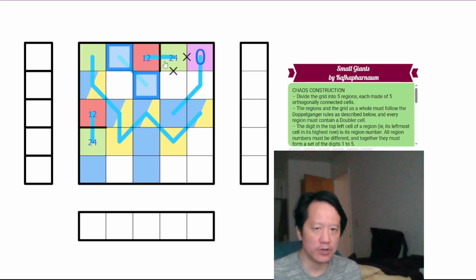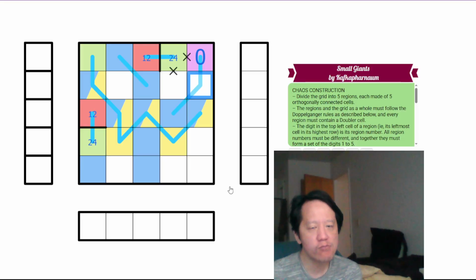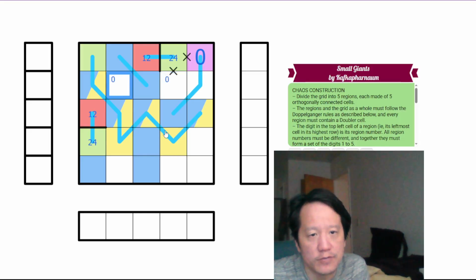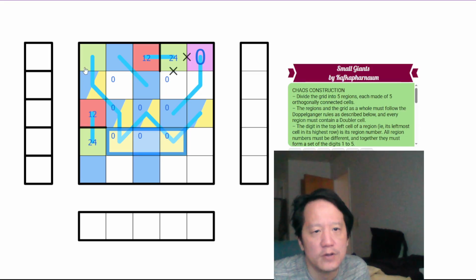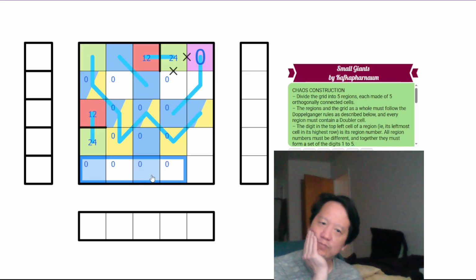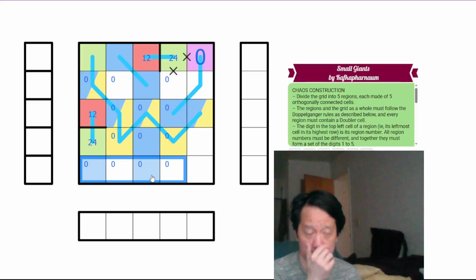So this is 0, which means none of the rest can be 0. 0 cannot be here. 0 is one of these two. So we have 0 being one of those two. 0 can't be here. 0 has to be one of those 3. 0 can't be here. 0 is one of those 3. Where is 0 in... Oh, 0 could be here, technically. Okay, 0 is one of those 3. 0 can be any of those 4. So there's that, too.